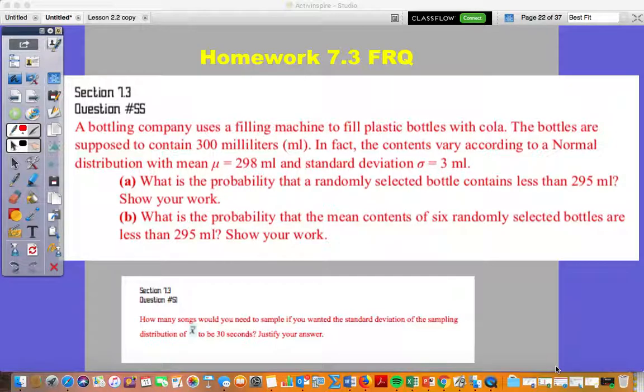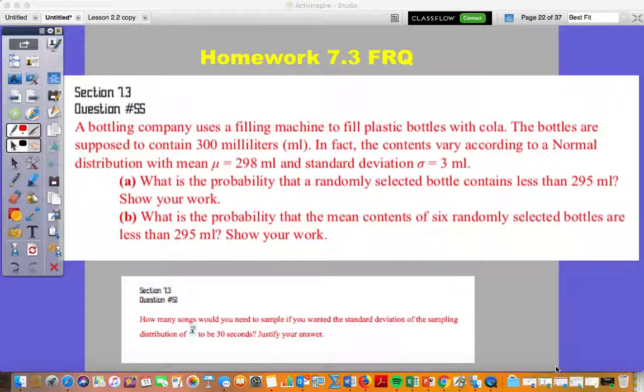Right, so mu of X bar equals mu, and the standard deviation of X bar equals sigma over square root of n, and then you can go at it that way. For less than 295, it would actually be the exact same, the only difference is the standard deviation. You're right. Okay.